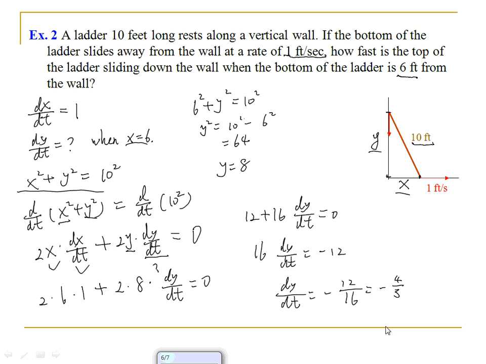That is equal to negative 3 over 4. The unit is feet per second. And you notice there is a negative sign. And it makes sense because y is decreasing. That's why it's negative. That's it.